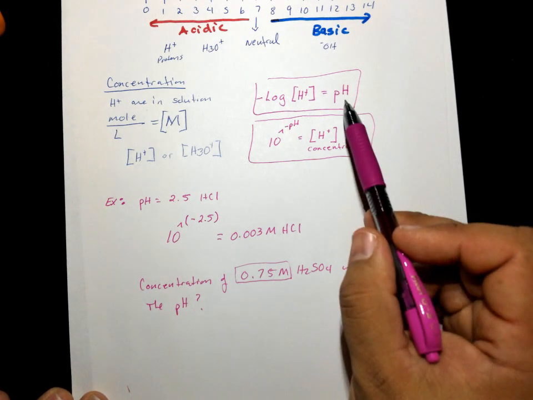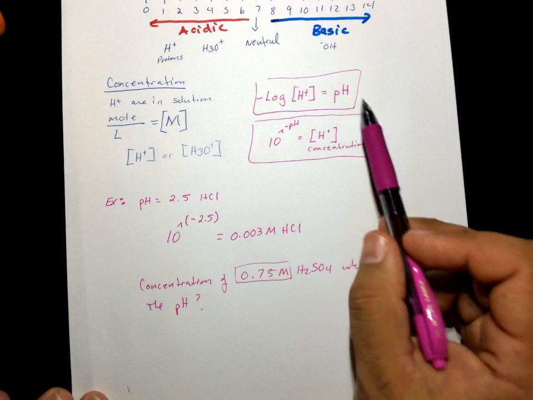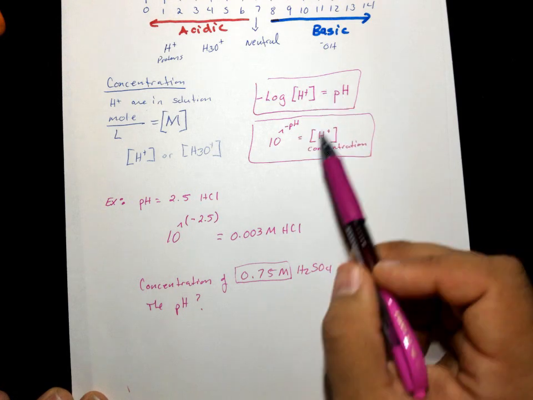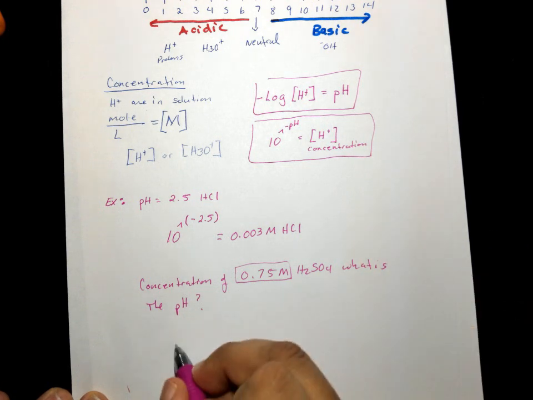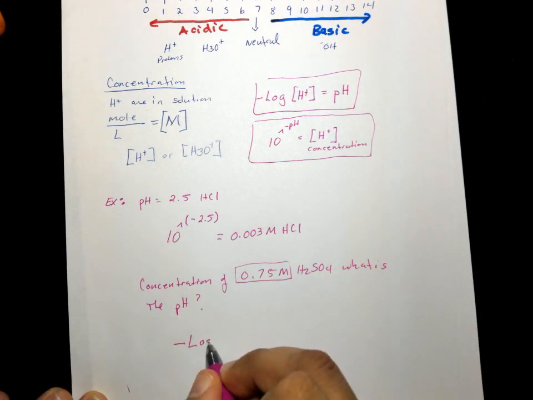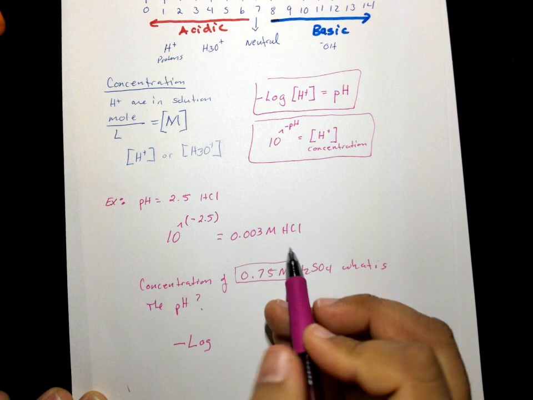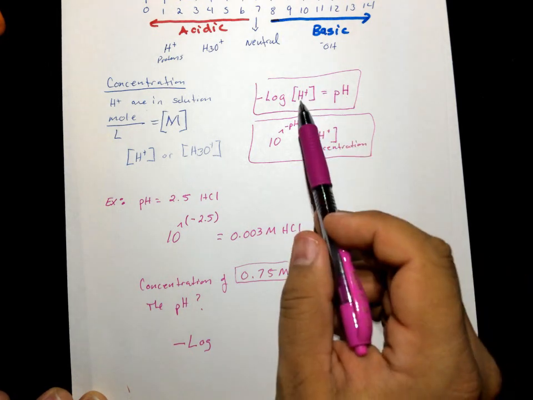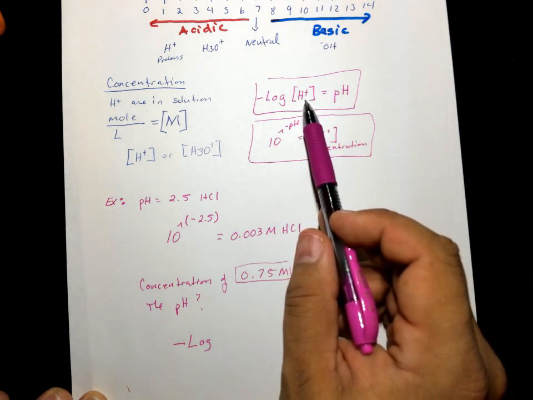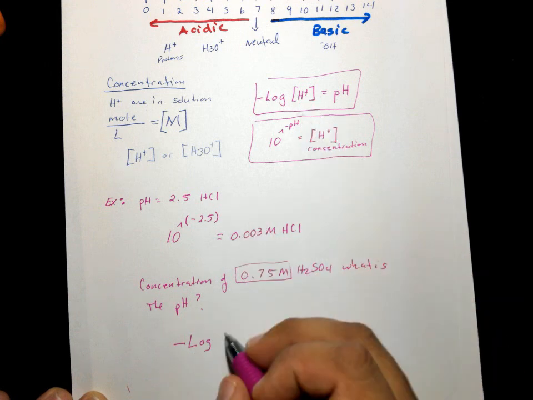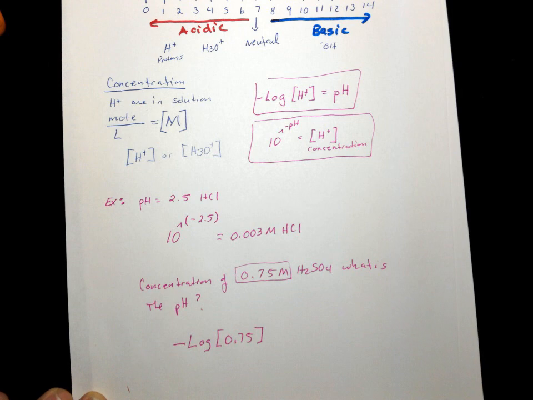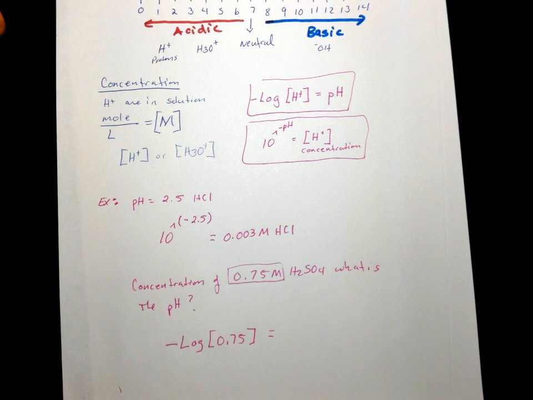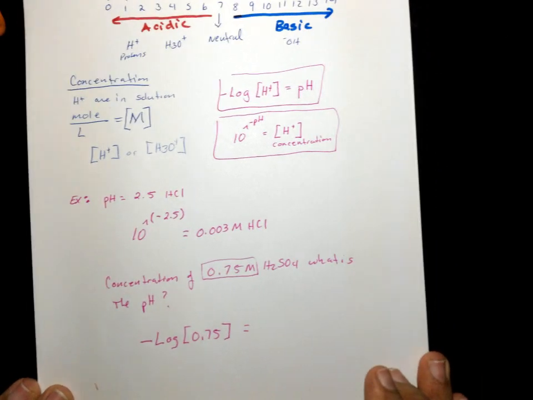So you're going to come up here and say, okay, which one of these calculates pH? Well, that's equal to pH. This one's equal to concentration. So I got to use this one. So that means I got to take the negative log of the concentration, right? So that means I got to plug in 0.75. That's my concentration. And if I do that on my calculator, it should give me the pH.